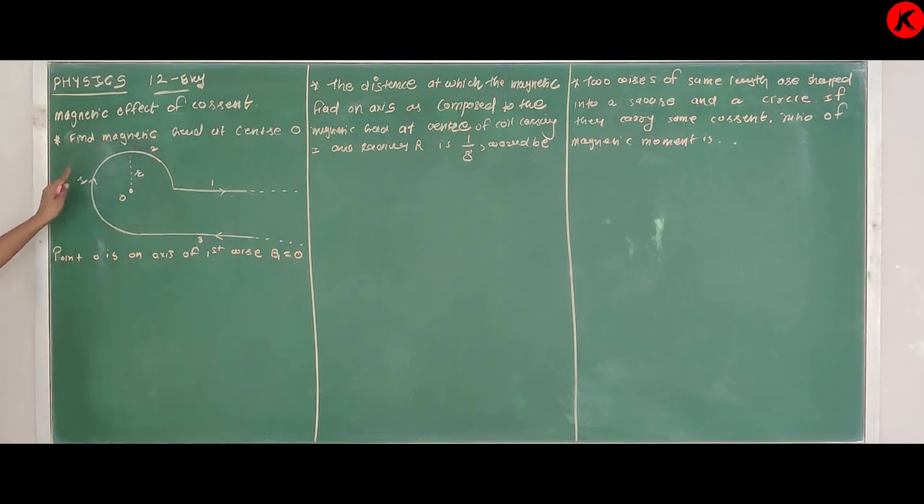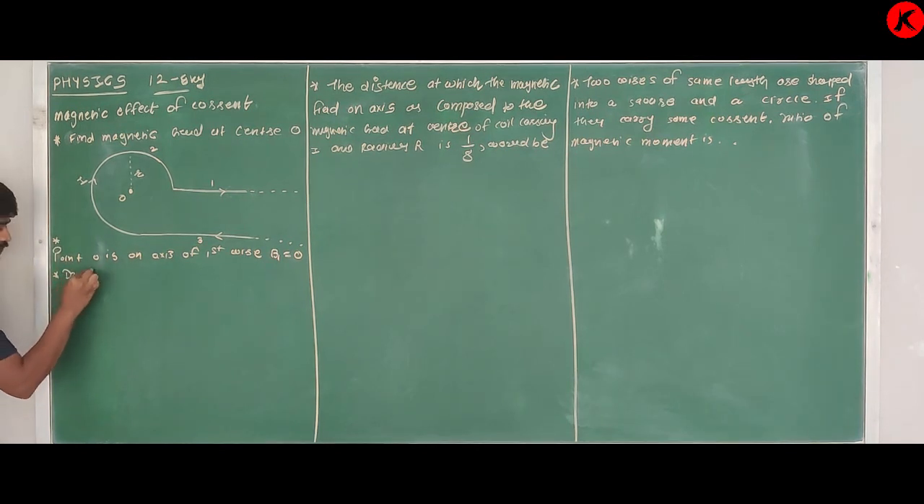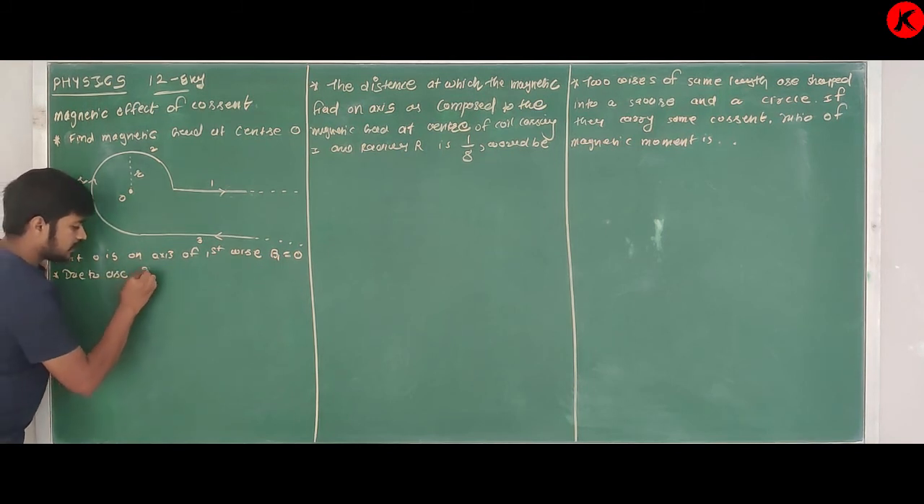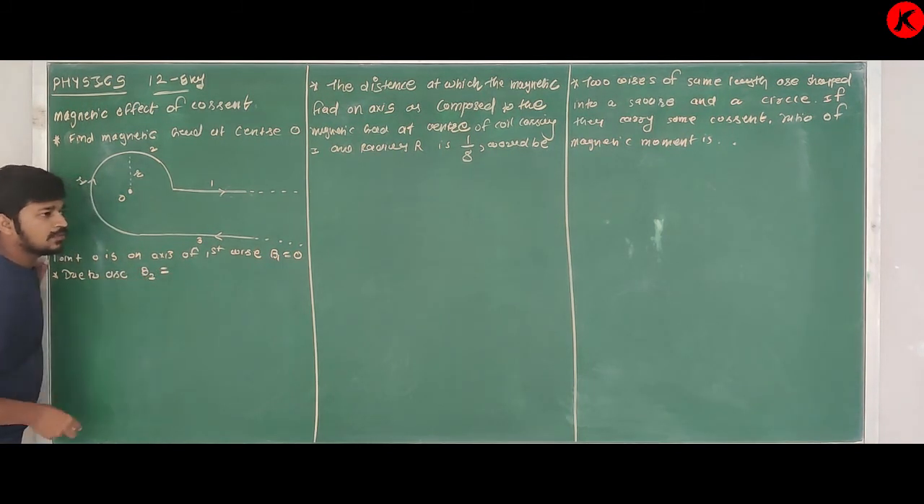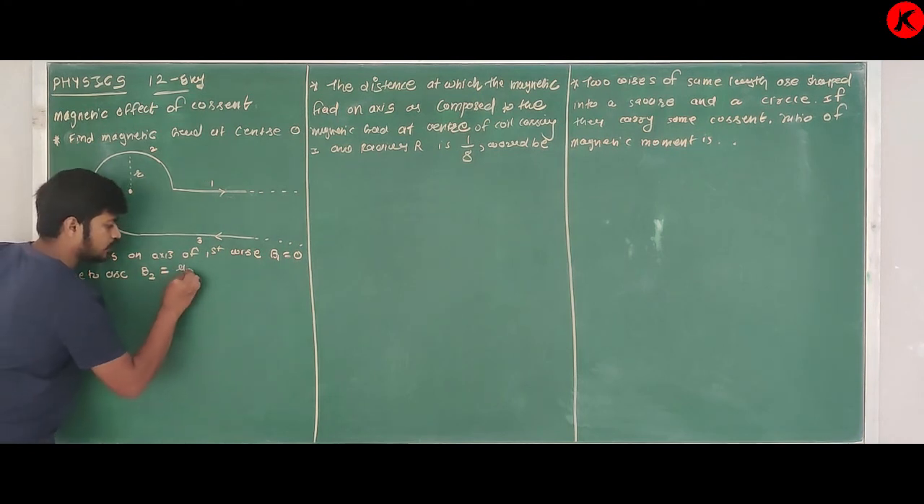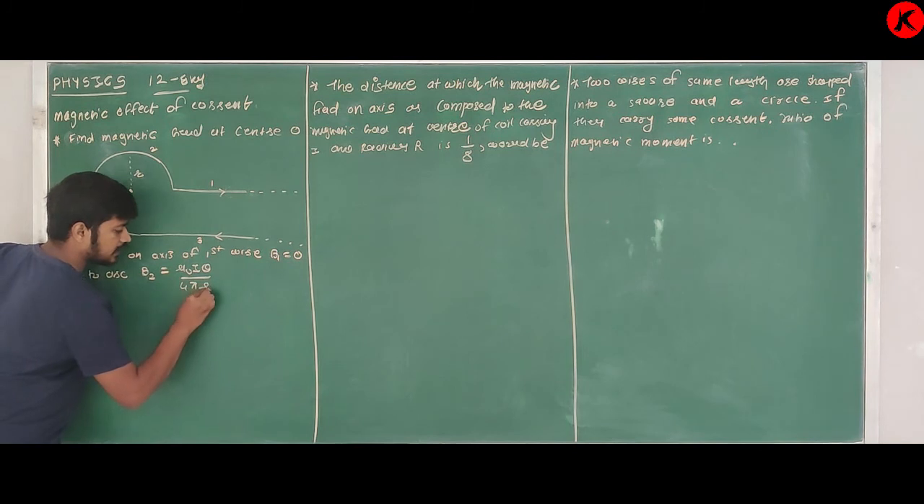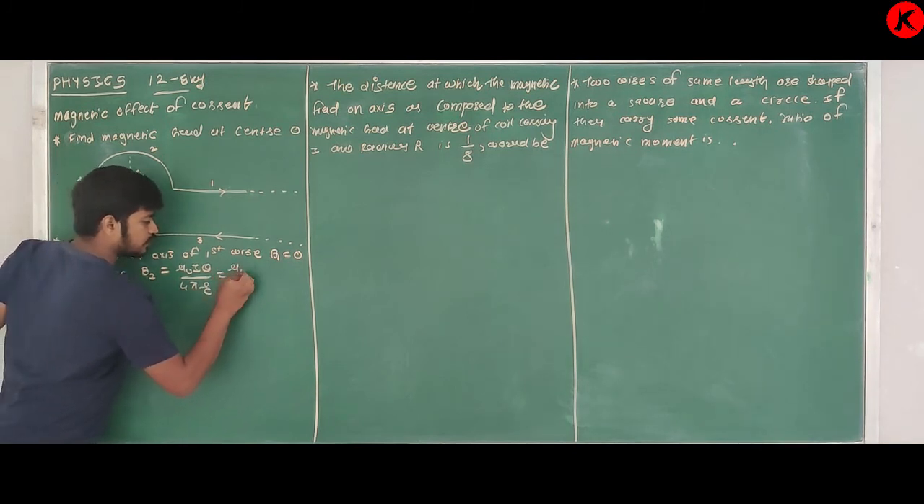Now for the second part. This second part is actually an arc. So due to the arc, I will name the magnetic field at the center B2. B2 is equal to its equation, which we know: mu 0 I theta upon 4 pi r. So it is mu 0 I.